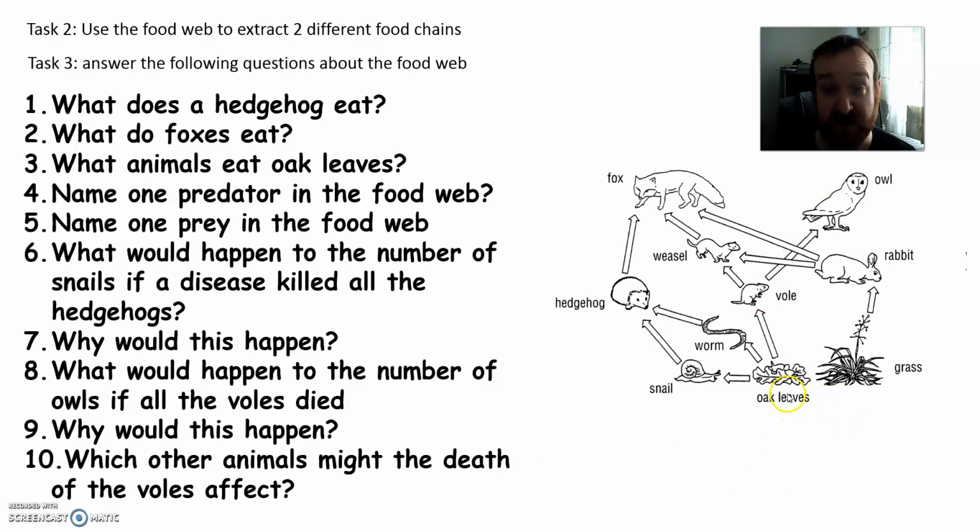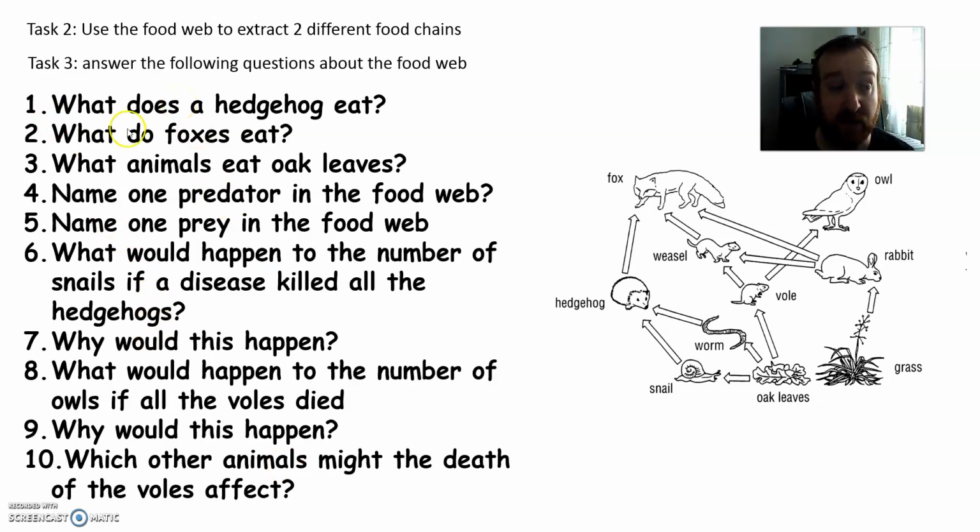Okay, but there's lots and lots of different food chains there. Okay, it should have at least 3 different things in the food chain. Okay, you can't just say oak leaves, snail, and then stop. Okay, you need to have a whole chain. That's the second task. The third task is to try and answer these 10 questions.